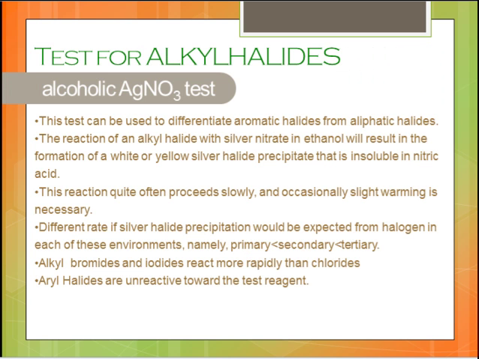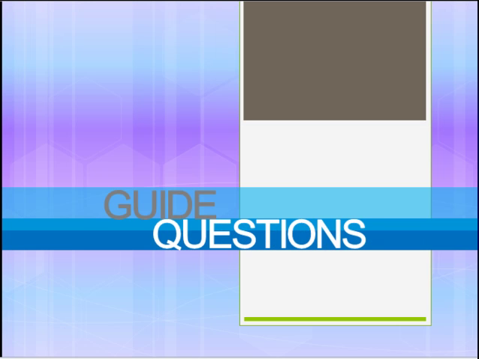Here's a summary for the tests for the alkyl halides. The test is used to differentiate aryl halides from alkyl halides, seeing as aryl halides are unreactive in the test. Alkyl halides that react form silver halides that are insoluble in nitric acid. The reaction usually occurs slowly, so a little heating may be necessary. Since this is an SN1 type of reaction, tertiary halides are favored over secondary halides, which in turn are favored over primary halides. On a side note, alkyl bromides and iodides react more rapidly than chlorides. We're finally done with all the tests. Now let's tackle the guide questions in the experiment.